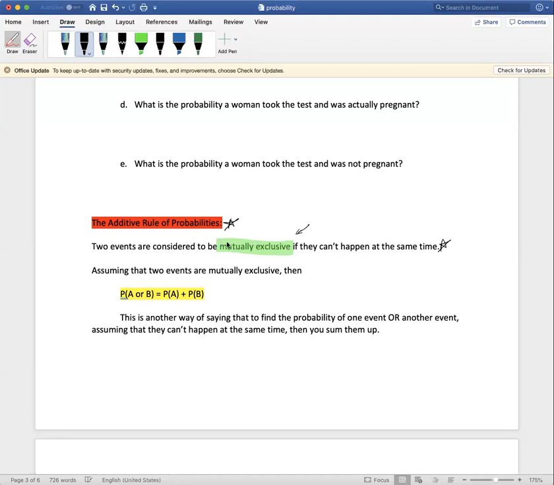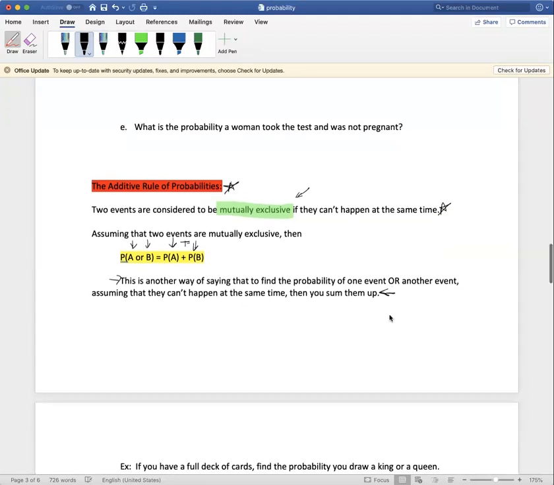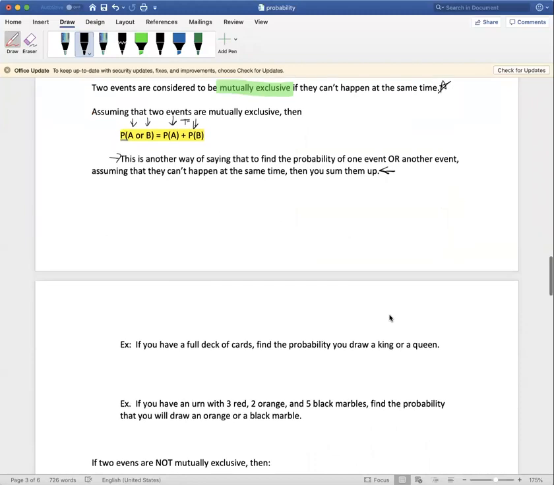So assuming that we have two events that are mutually exclusive, then the probability of the first event occurring or the second event occurring is equal to the probability of the first event occurring plus the probability of the second. So really what that tells us is, if we want to find the probability of a first event or second event or a third event or a fourth event, or a finite number of events, assuming that all of these events can't happen at the same time, then we just add up their probabilities. So let's take a look at a few examples using the additive rule of probabilities.